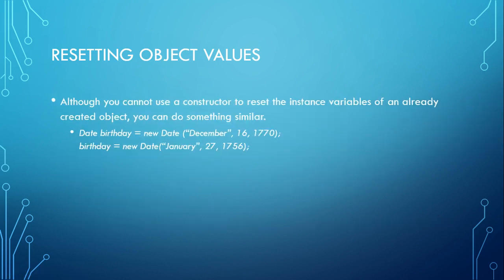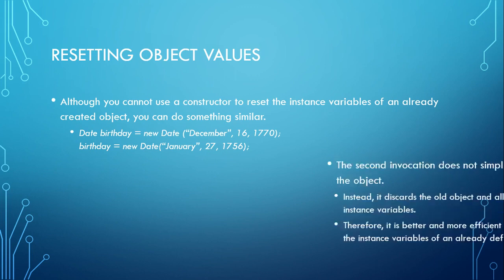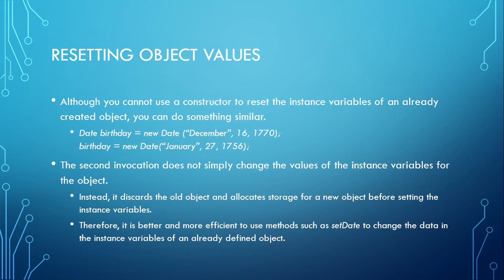Now, let's continue with this, because you cannot reset the instance variable of a created object. You can do something that's kind of similar. So in this example, I have birthday equals new Date("December", 16, 1770). And then on the next line is birthday equals new Date("January", 27, 1756). Now, the only problem here is that the second invocation does not simply change the values of instance variables for that object. Instead, what it's actually doing is discarding the old object altogether. So it's taking the old birthday that's stored in memory and throwing it away and then creating a new object called birthday. So it allocates storage for the new object before setting all the instance variables again.